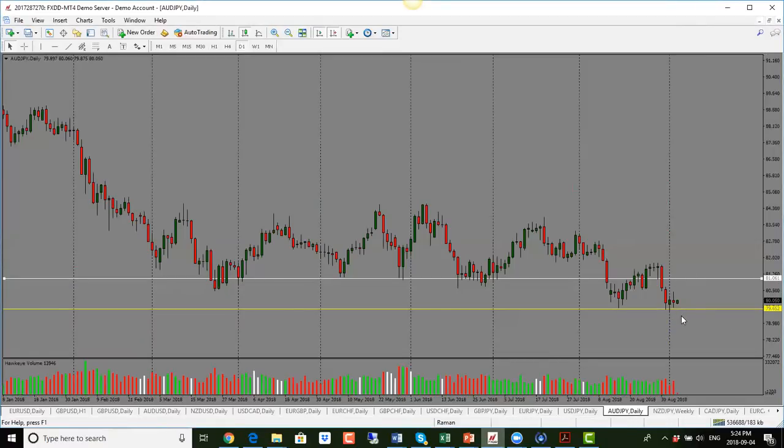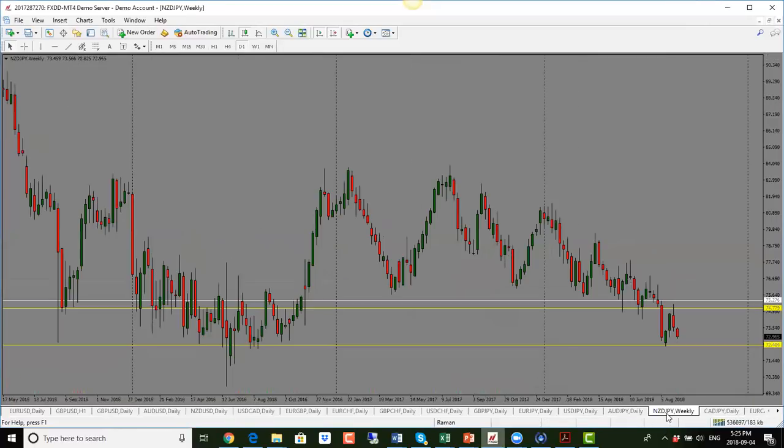But if the GDP numbers come out negative for Australian dollar, this could just drop from here. In that case, we may not even get the pullback all the way up. We may just get the pullback to 80.20 and then it drops. So with this one, because there's red news coming up, we have to be careful.